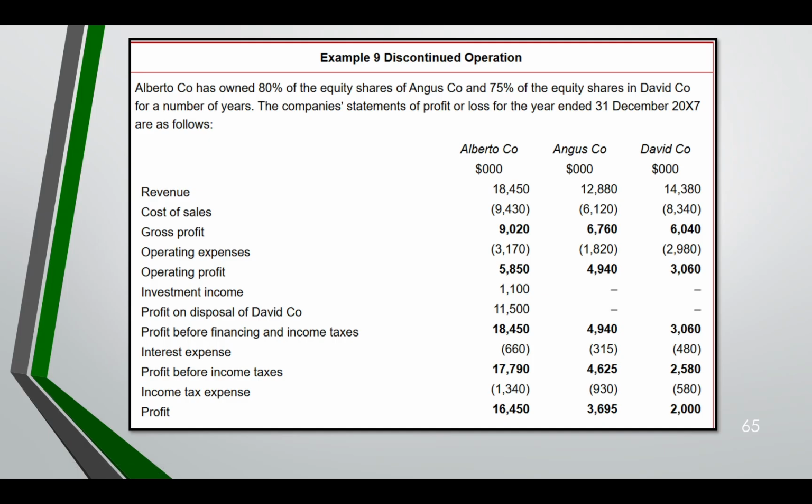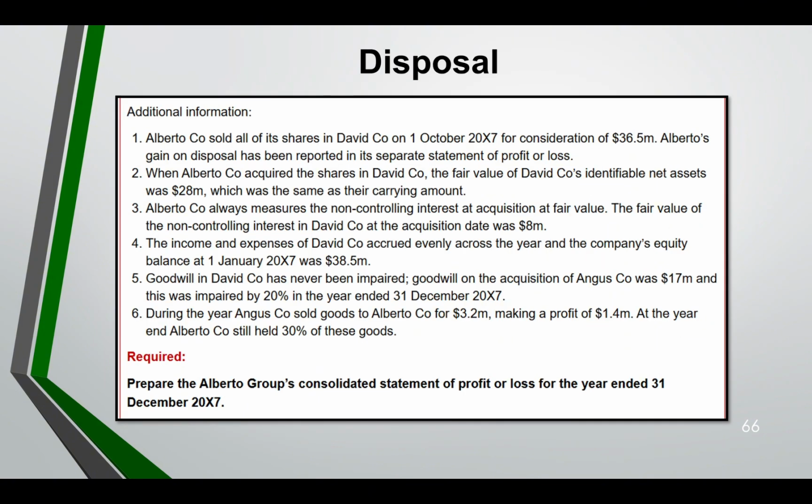So now let us go through example 9. This is an example of discontinued operation where Alberto is owning 80% in Angus and 75% in Debit. So if you look at the percentages, both are subsidiaries. Okay, you have been given the profit and loss of both the subsidiaries with the parent. Then these are some additional information, and you are asked to prepare the consolidated statement of profit and loss.